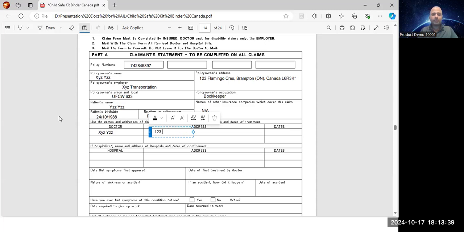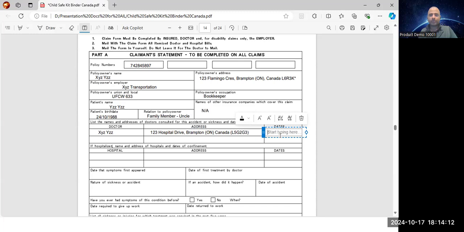So let's say this is 123 Hospital Drive, Brampton, Ontario, Canada. And the postal code will be L5G 2G3. You'll also need to type in the dates as to when you saw this doctor. So let's say this is 24 October 2023.